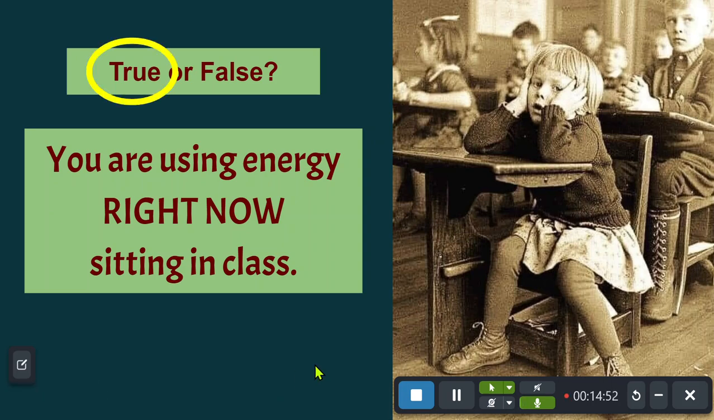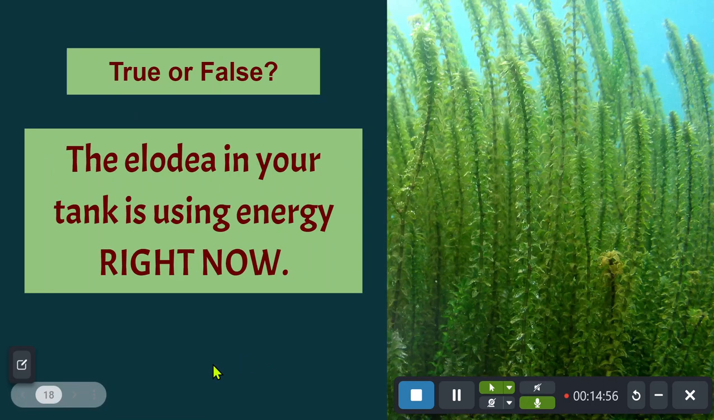Your heart is beating, you are breathing, you're using muscles to be sitting at your desk. True or false? The Elodea in your tank is using energy right now. That is true. That Elodea is probably performing photosynthesis because there is light from the sun coming in through the windows. Also, it's growing its leaves to be different sizes and doing all the things it needs to do. So, true, the Elodea is using energy right now.